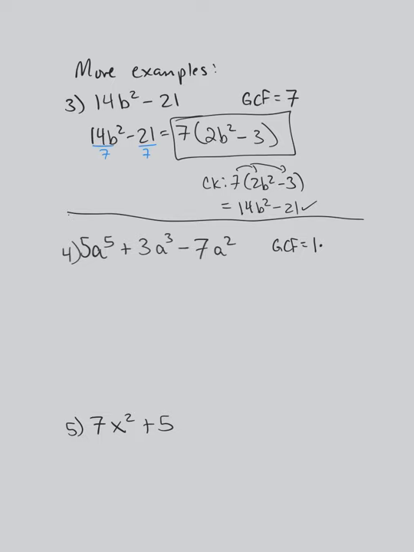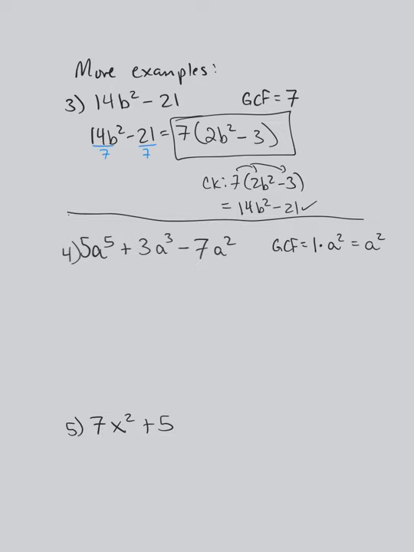All right, now notice that the variable is a, and it does appear in every term. So then what's the smallest power of that variable? A squared. And so we would just say that the GCF is a squared here. So in this problem, the GCF is just a variable part. It doesn't have a number in it.